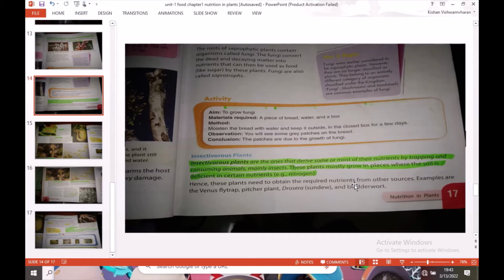These plants grow in soil which is deficient in certain nutrients, for example nitrogen. If there was more nitrogen, the plant would grow very big. Hence, these plants require nutrition from other sources. Examples are the Venus flytrap, pitcher plant, droseras, that is sundew, and bladderwort.